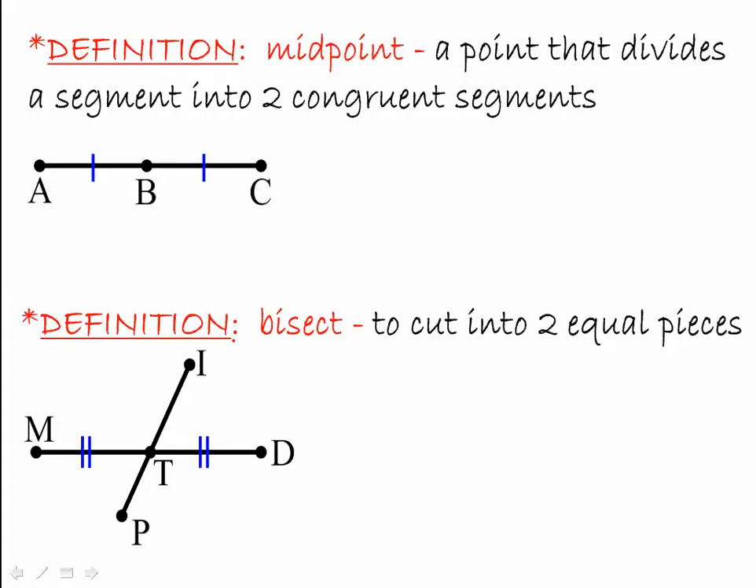There are some other definitions that can help us when we're finding the length of segments. First, we have midpoint. A midpoint is exactly what it sounds like. It's a point that's in the middle. Or in other words, a point that divides a segment into two congruent segments. Notice these little markings here. These are showing me that these two segments are the same length because they're marked the same. So the distance from A to B and the distance from B to C are the same. This means that in this case, B is the midpoint, or the point in the middle.